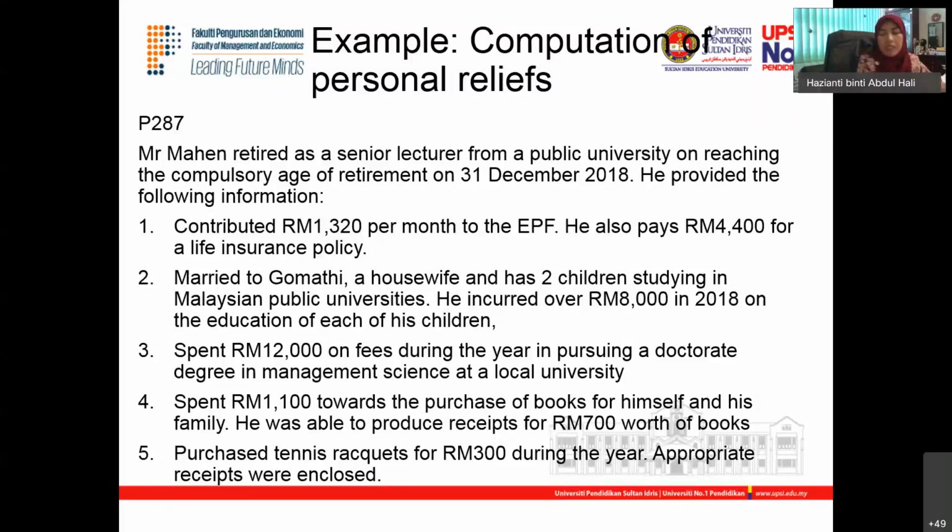Same also if the child is disabled and maintained by someone else, not the parents, the parent cannot claim the 6,000 disabled child relief. Whatever it is, the child must be maintained by the taxpayer. So if another person maintains the child, you cannot claim.